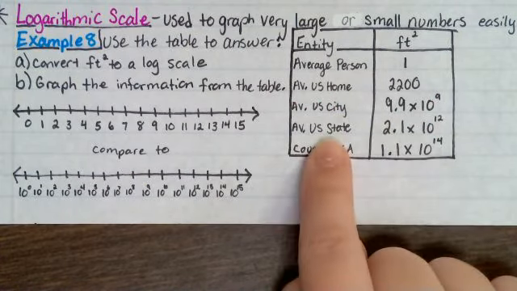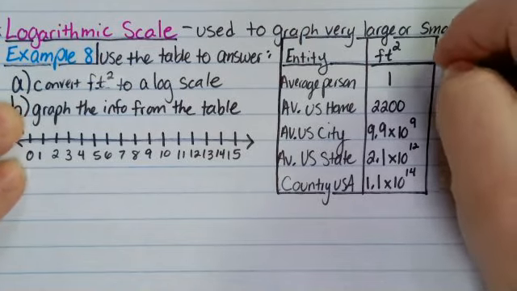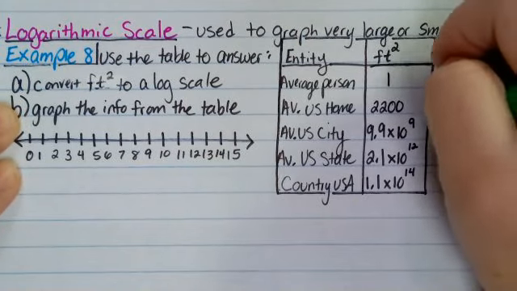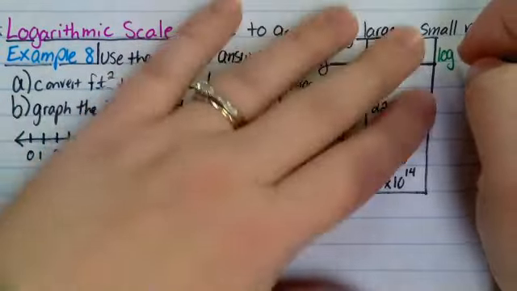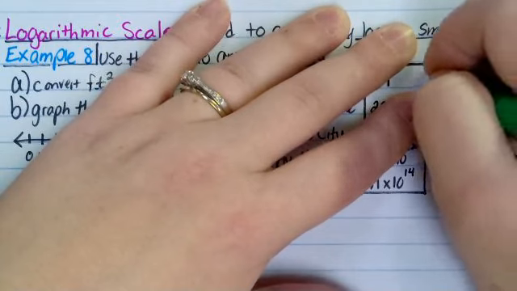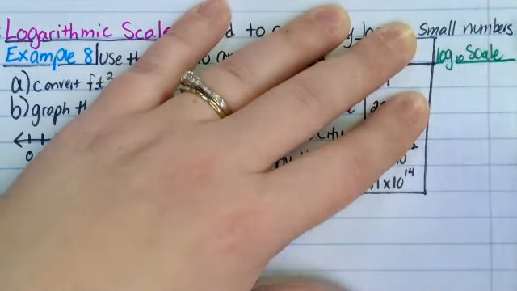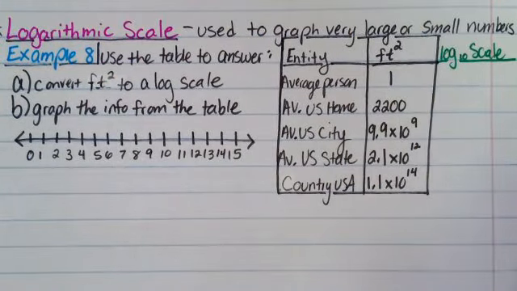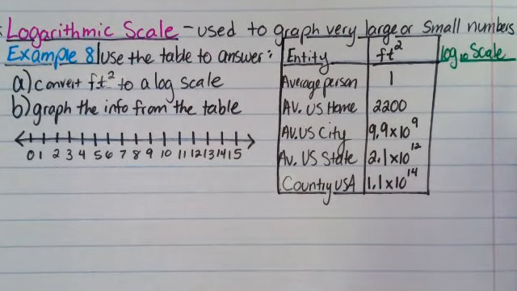So what we're going to do here is add on to our table. This is for part A. We're going to convert this to the log scale. So we're going to say, let's say log base 10 scale, just as an extra little add-on here. Okay, so here's what we're going to do, guys.